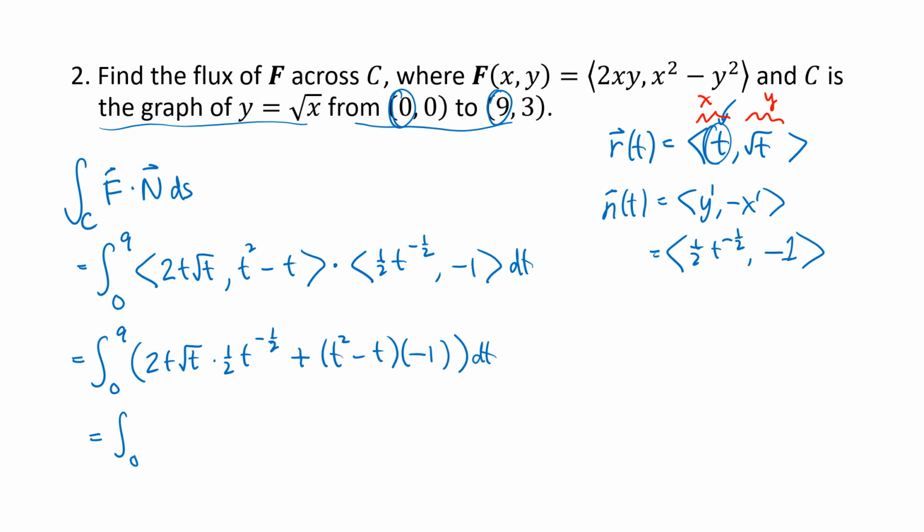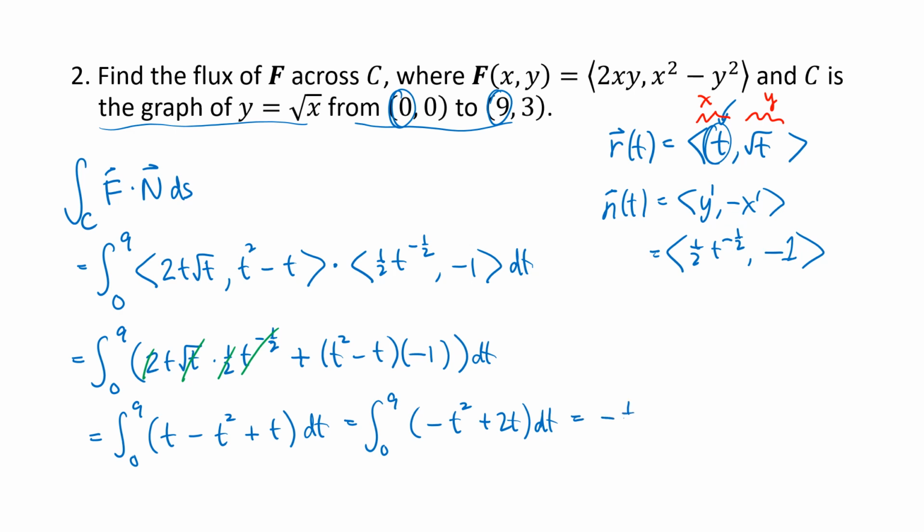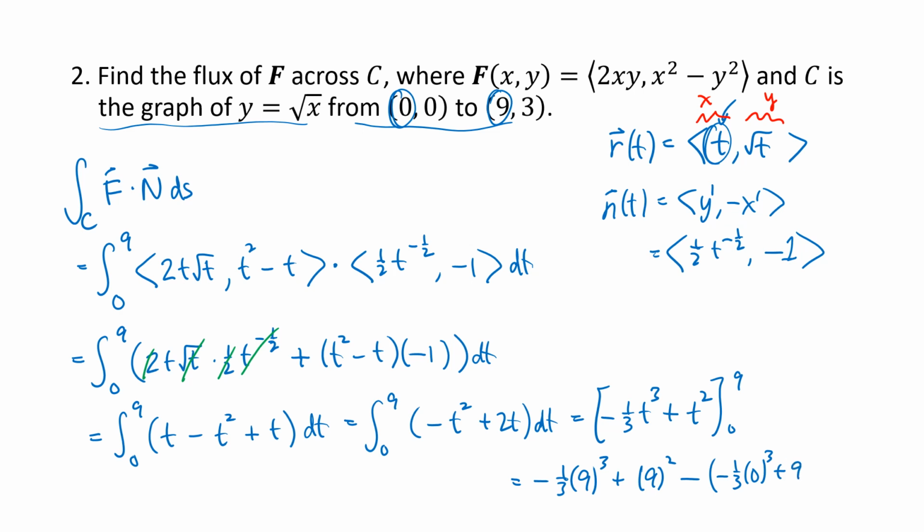Now, when we multiply square root of t times t to the minus 1/2, those will cancel out. 2 times 1/2, those will cancel out. So we just get t. And then multiplying t squared minus t by negative 1 is going to give us minus t squared plus t. So this is going to be the integral from 0 to 9 of negative t squared plus 2t. We'll take our antiderivative, negative 1/3 t cubed plus t squared, plug in 9, plug in 0, and subtract. So that'll be negative 1/3 times 9 cubed plus 9 squared minus negative 1/3 times 0 cubed plus 0 squared.